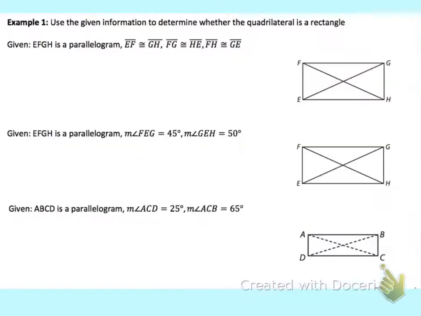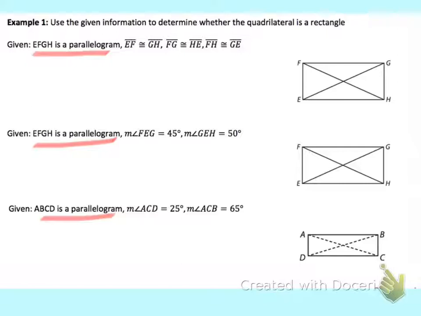So let's take a look at applying that and see if these figures meet the criteria to be called rectangles. Notice that the given information for every one of these is that these are parallelograms, okay? So we're already assuming we know these things are parallelograms. They're telling us that up front. And then they're giving us this additional information. Let's see if it's enough to meet one of those two criteria we just learned.